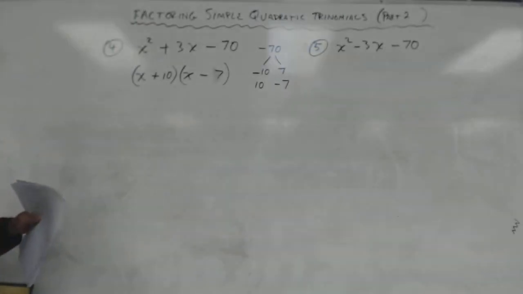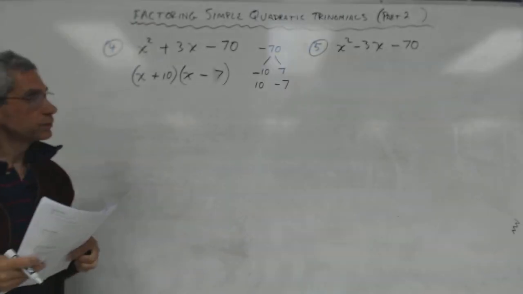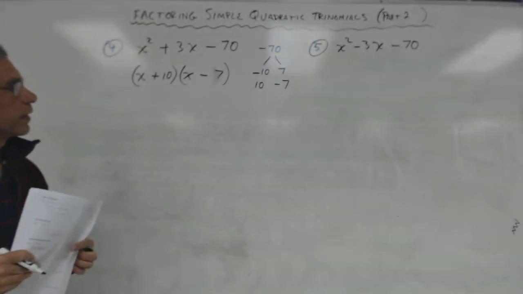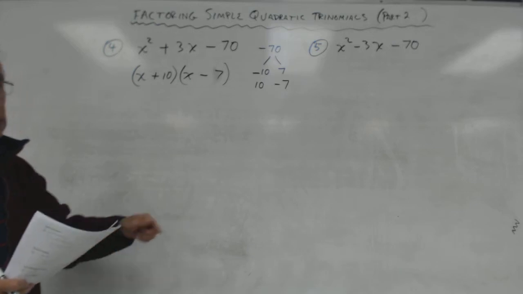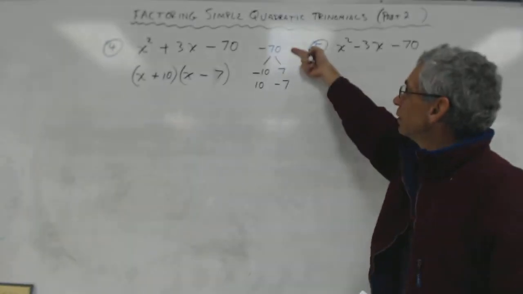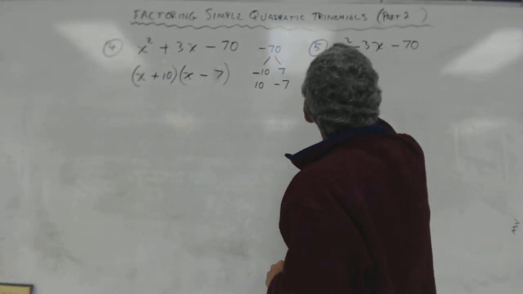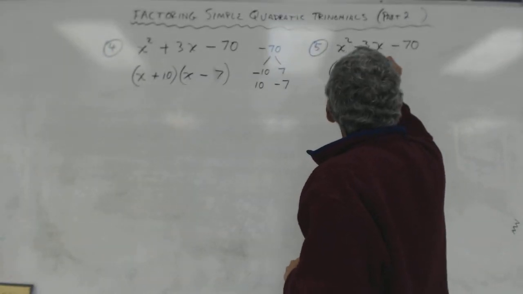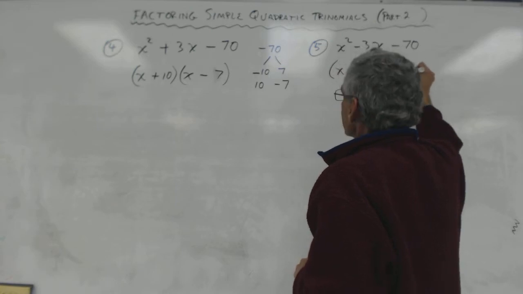Number 4. So this is interesting. Well, let's worry about the pattern in a second. Let's go to this one, number 5. Would it be the first one? Yeah, now it's going to be the first one. So it'll be x minus 10 times x plus 7.